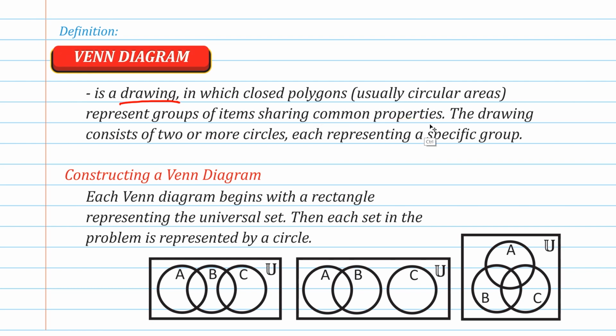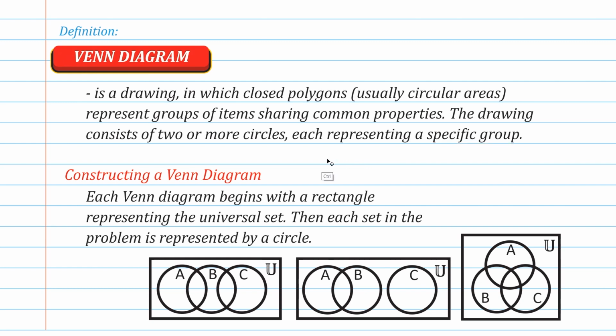Now, this drawing consists of two or more circles. In this case, we have three-circle configuration. Ito may three circles din. Of course, you may have more circles. You can even have just two. Okay? Now, these circles represent a specific group.